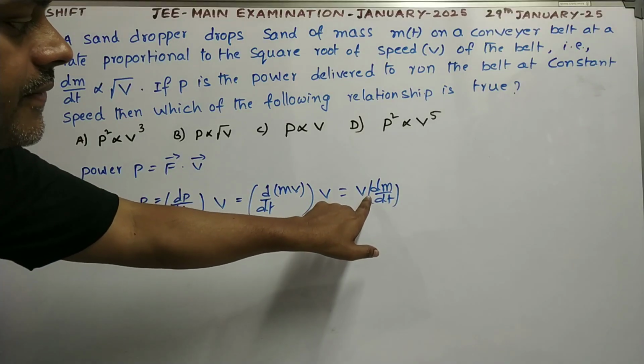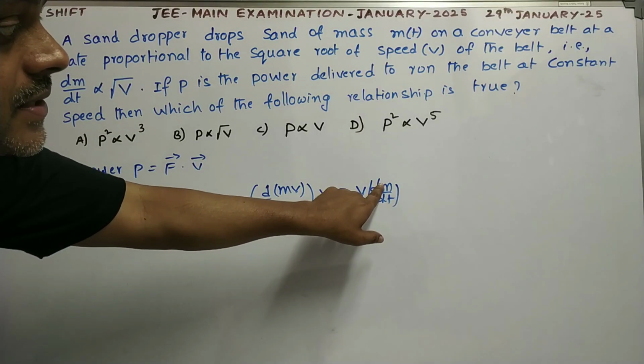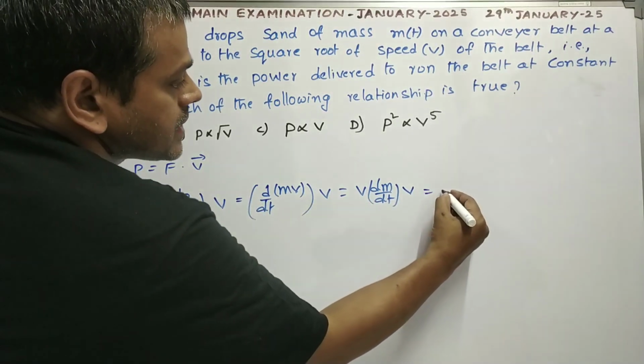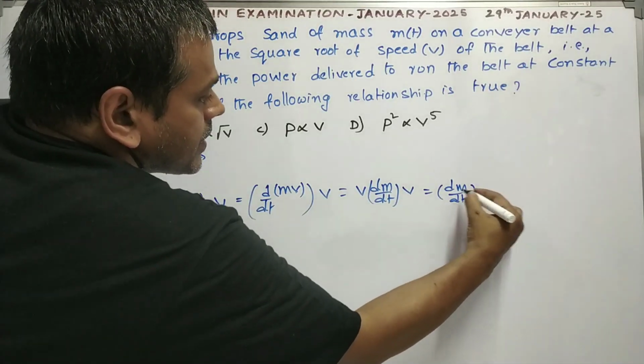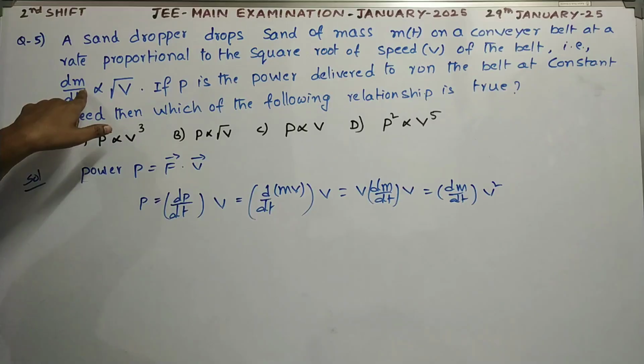That means velocity, that means speed, remains constant. By change in mass with respect to time, into V, we may write dm by dt into V into V. What is it? V square.